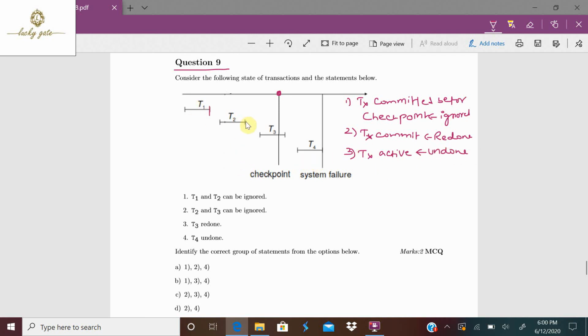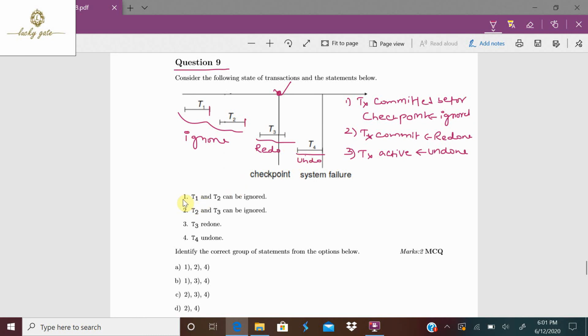Here T1 and T2 are committed before the checkpoint, so we have to ignore these two transactions. T3 is committing after the checkpoint, so it requires a redo operation. And T4 is active because it is not committed, so this is to be undone. So what we understood: T1 and T2 are to be ignored, T3 is redone, T4 is undone.